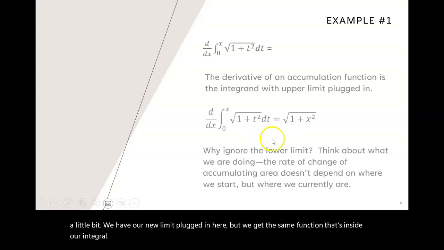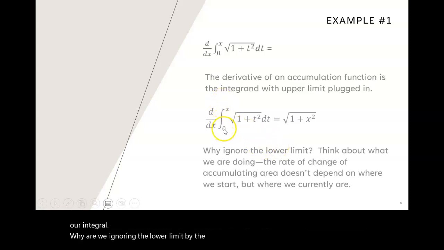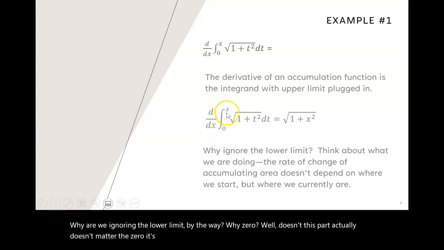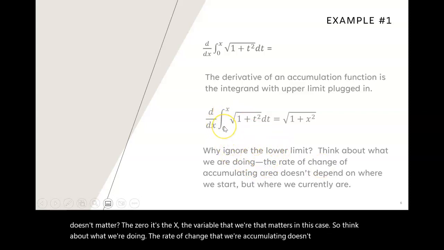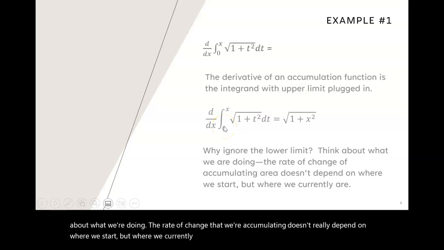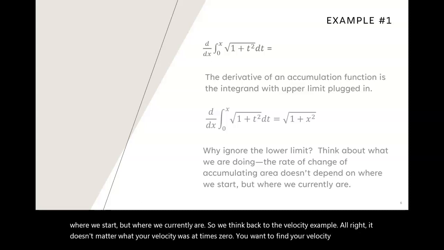Why are we ignoring the lower limit, by the way? Why 0? Well, this part actually doesn't matter, the 0. It's the x, the variable that matters in this case. So think about what we're doing. The rate of change that we're accumulating doesn't really depend on where we start, but where we currently are. So if we think back to the velocity example, it doesn't matter what your velocity was at time 0. You want to find your velocity at time x, whatever x you're given.